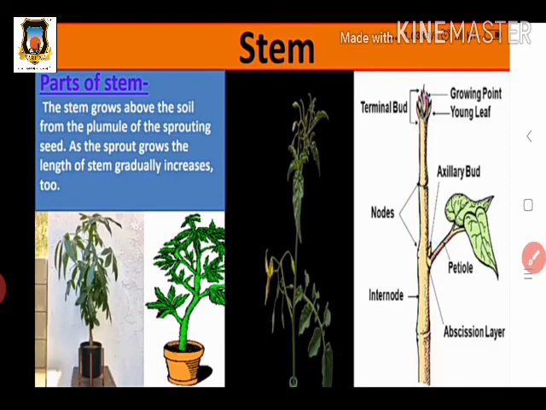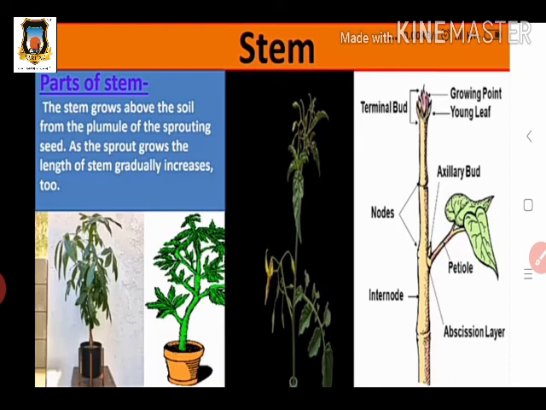Also you can observe all these parts by taking any stem of any type of plant. You can take the stem of a rose plant, also a coriander plant. Also we can take the stem of a mango tree. So by taking any plant stem, you can observe all the parts of the stem. Okay, so here we see the second part of the plant, that is the stem.